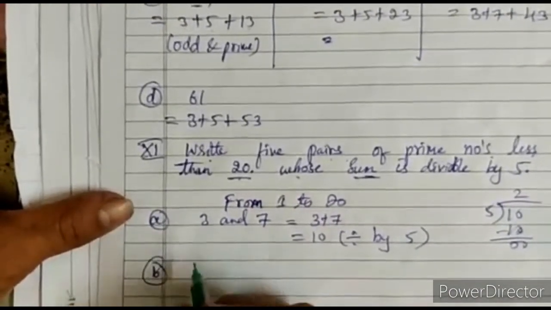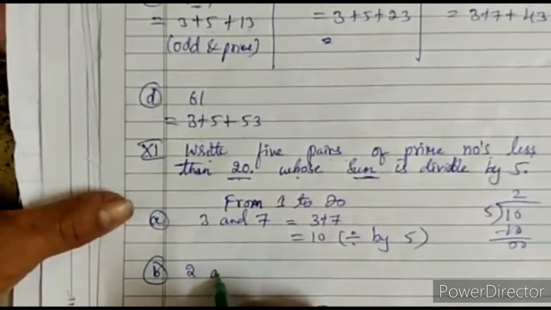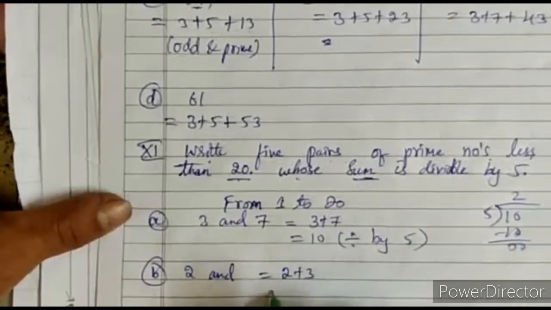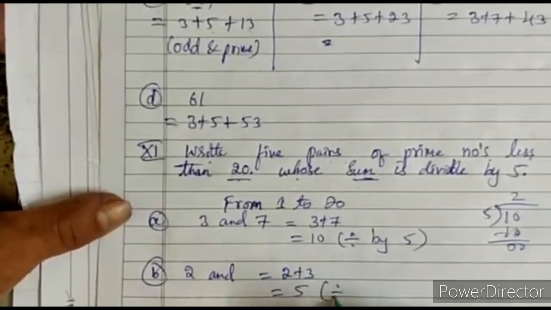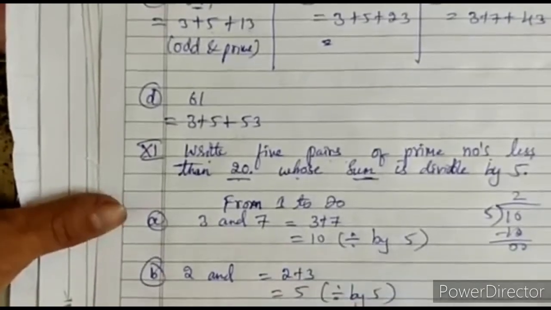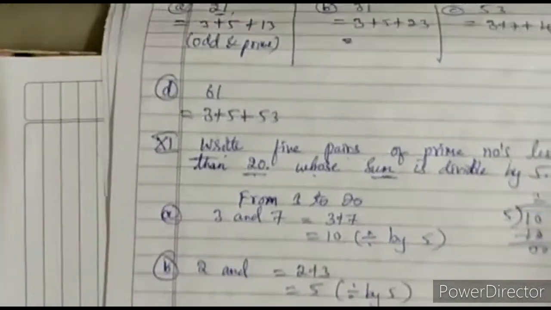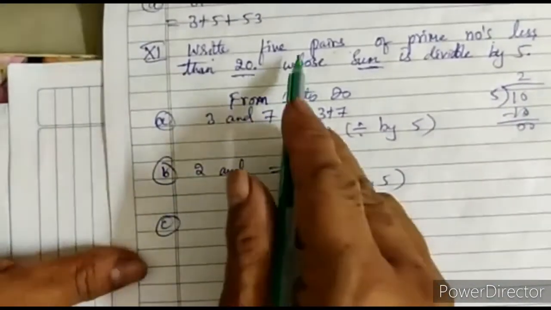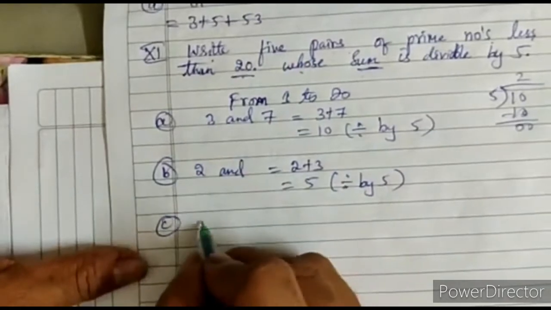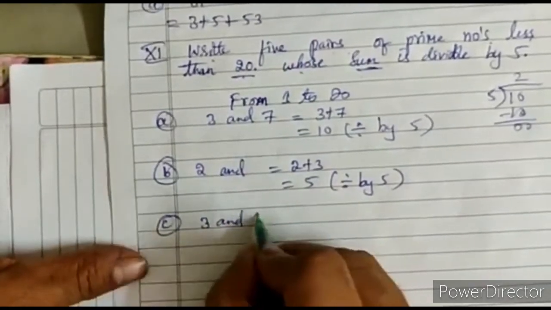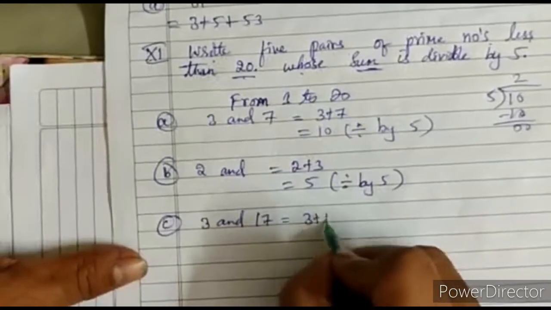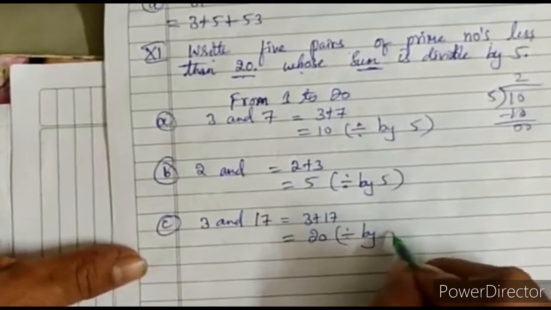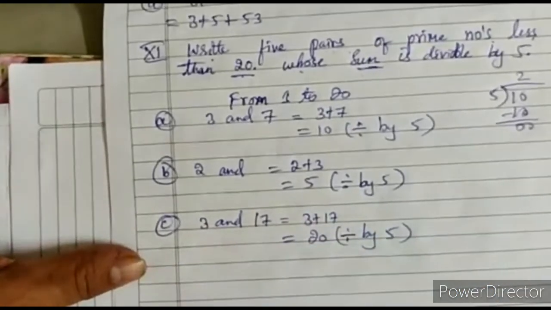See, B1. So, 2 and 3 we have to take. 2 plus 3, what will we get? 5, which is divisible by 5. Exactly, yes. After that, C1. Totally, they gave 5 pairs. C1: 3 and 17. So 3 plus 17, what will we get? 20, which is divisible by 5.